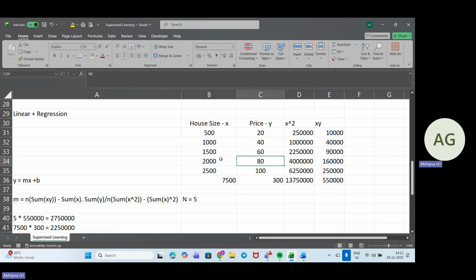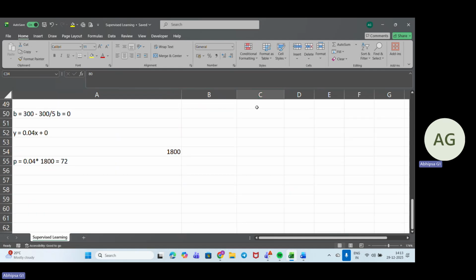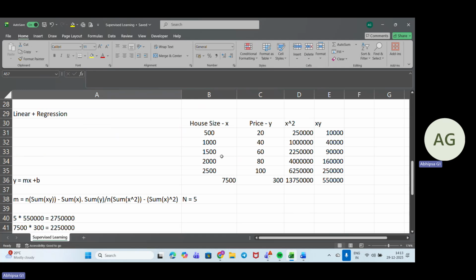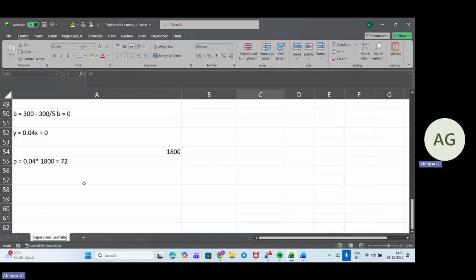Okay, so this is how we are getting. Now we need to check for the error. For checking the error, in that case, this is optional, but basically it is required. Suppose for 500 square feet, the actual price we have got is 50. Sorry, 60.